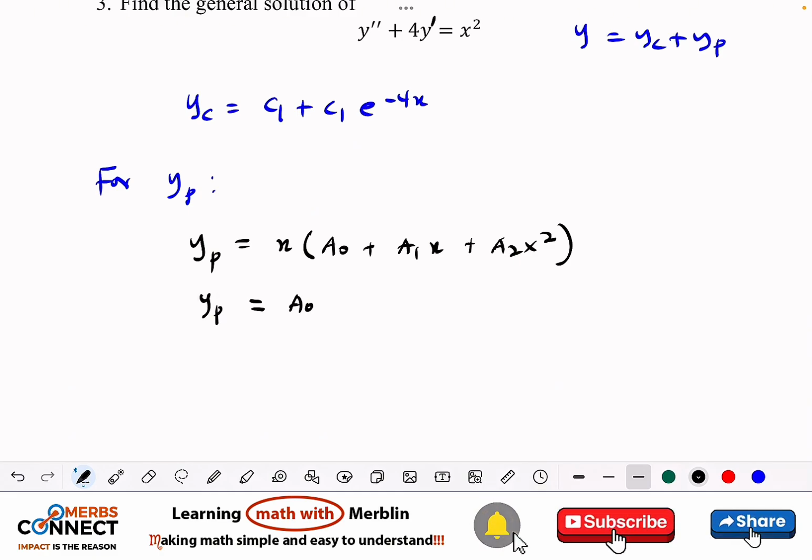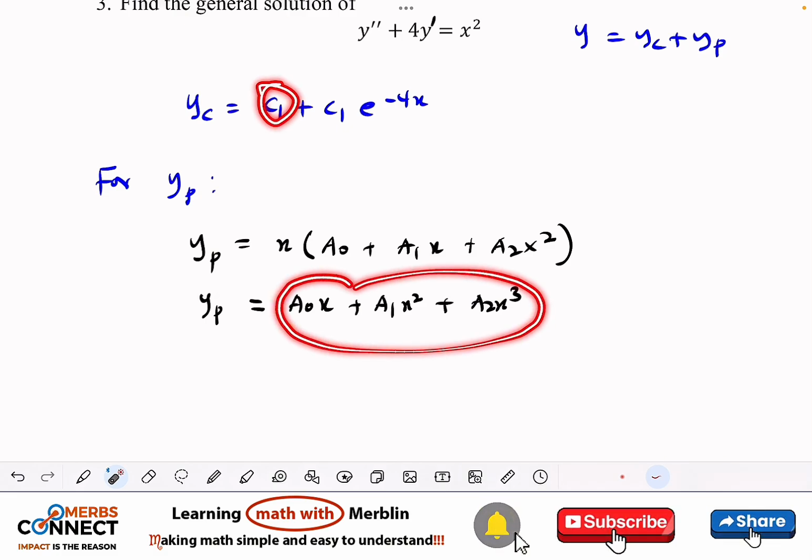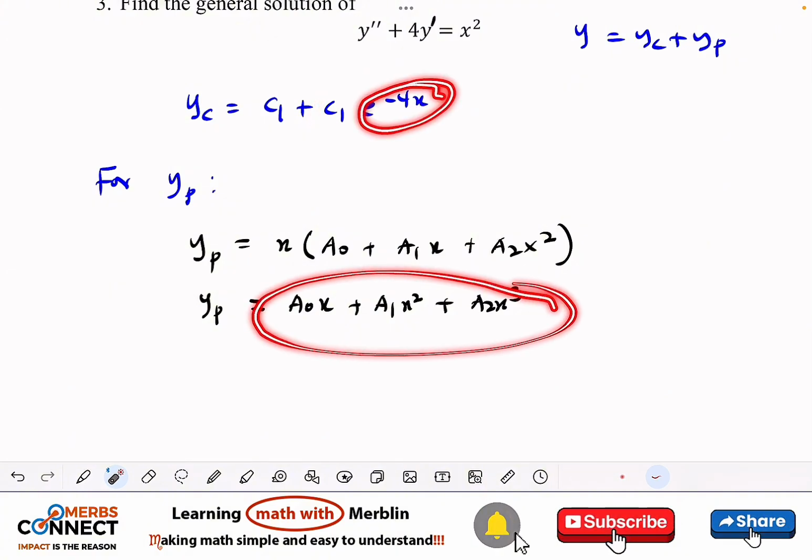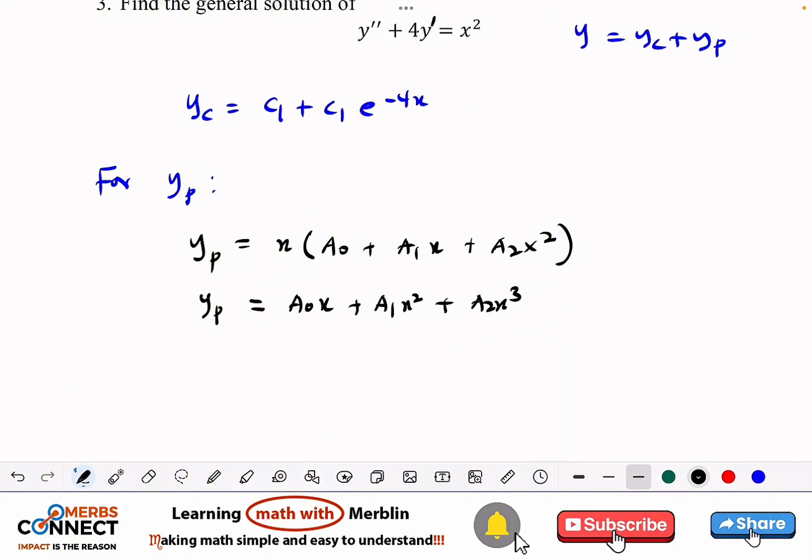a0 plus a1 x plus a2 x to the power 3. Then I compare again. Now this is a constant. I don't have a constant here, right? Now look at this. Because the second term is in terms of this, it means that this is the trial solution that we are going to use.